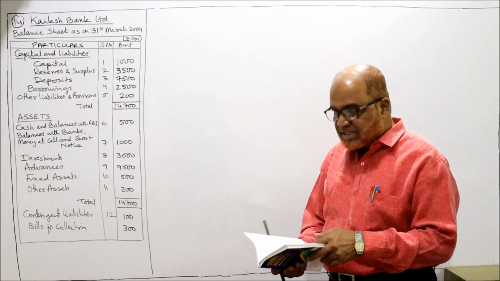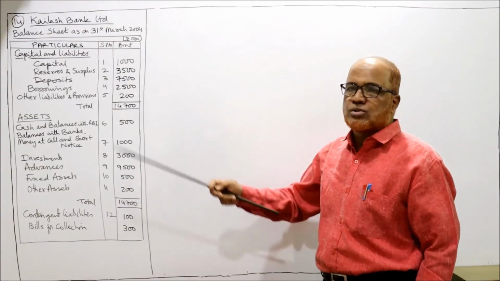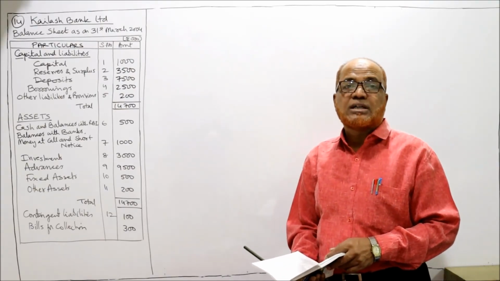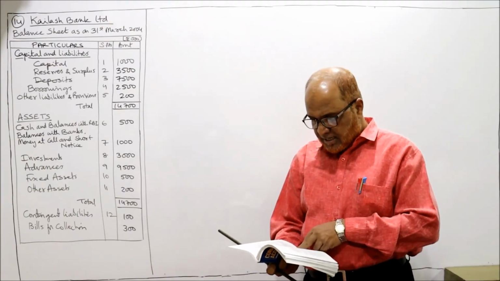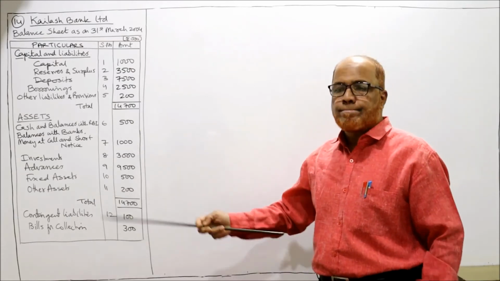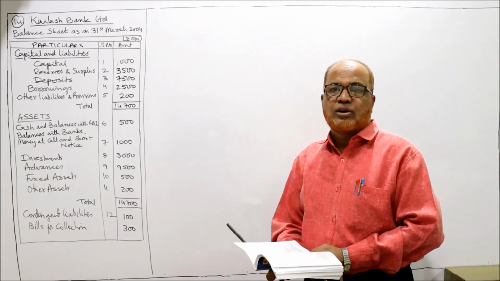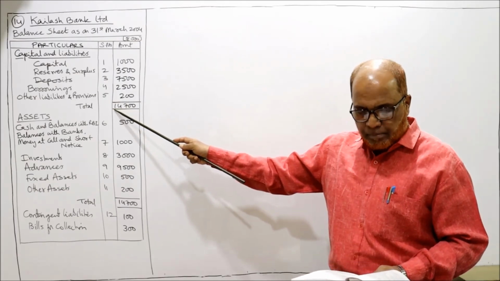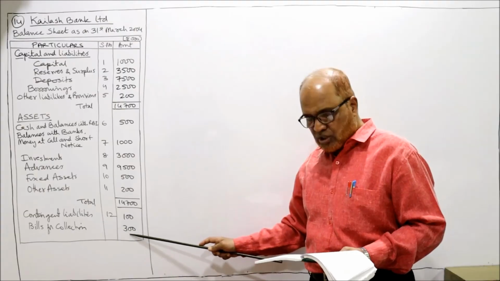Similarly, the next item given is capital. Capital is under first schedule. First schedule 1000. Next item given in the problem is deposits. Deposits is in 3rd schedule 7500. Next item given is cash and balances with RBI 6th schedule 500. Next item given is other liabilities and provision 5th schedule. So 5th schedule you can get 200. Next item, bills for collection. It is at the foot of the balance sheet. Last item, bills for collection 300.